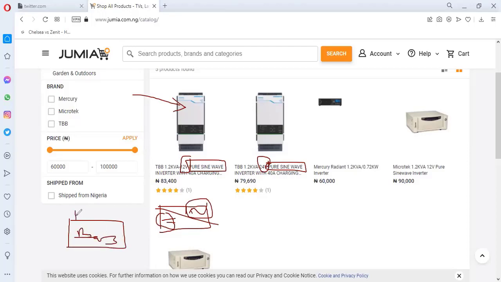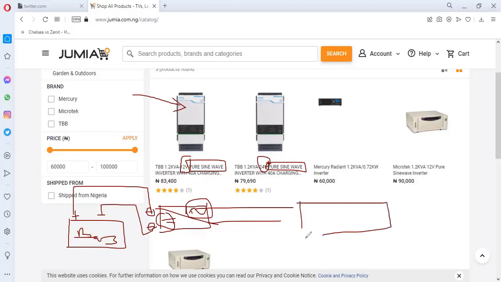So the battery has positive and negative terminal. The inverter has DC input voltage, which is the positive. So you connect positive to positive, you connect negative to the negative terminal of the inverter. So this battery has a DC power, while the inverter converts this DC power from the battery into AC power that you can supply to your load. Example of your load is your television, your AC television.